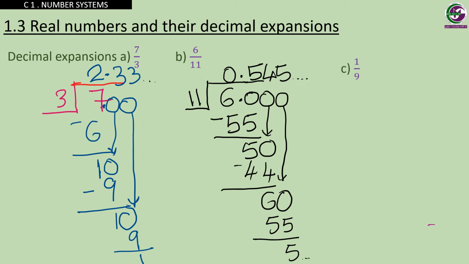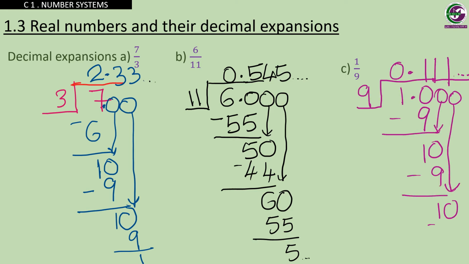Let's see the next example, 1 by 9. You know this is also a proper fraction and we write the number 9 outside. 1 is not enough, so you mark a 0 and then put a decimal, pull it up and keep adding zeros. First number is 10. 9 into 1 is 9. 10 minus 9 is 1 again.